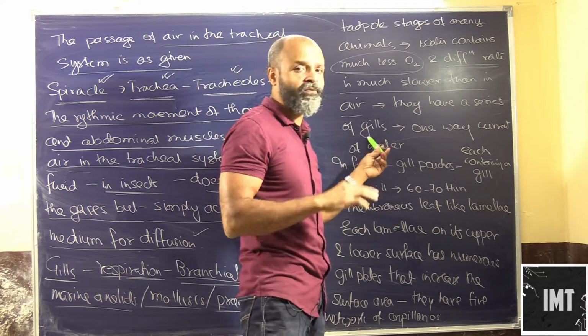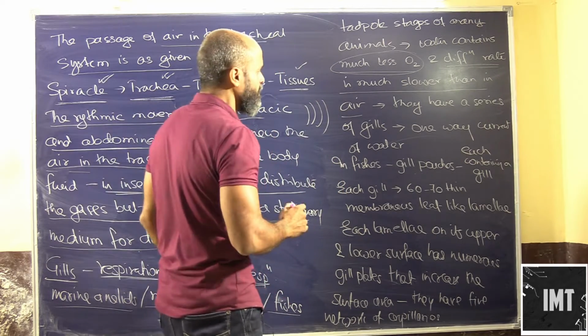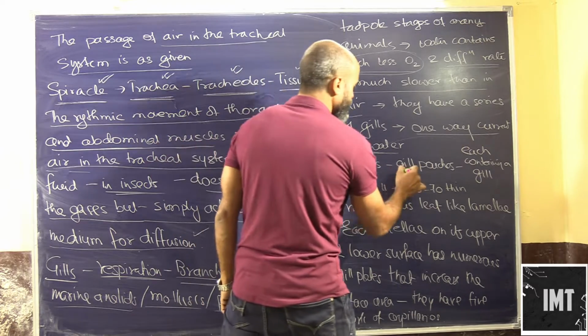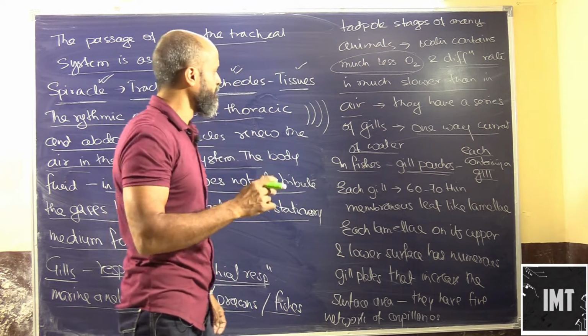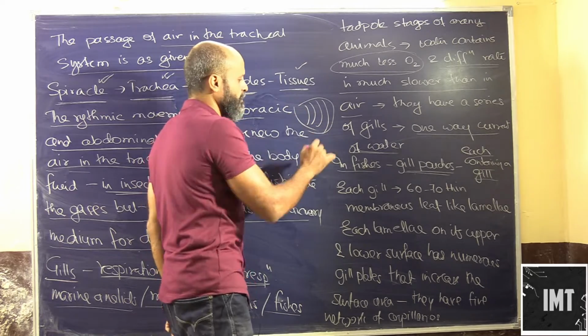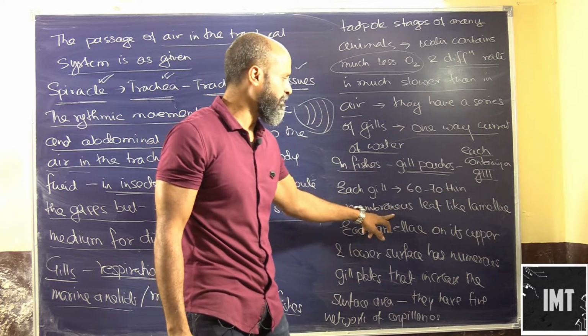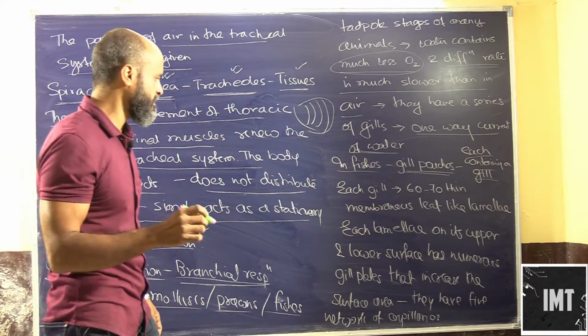They have a series of gills, and there is a one-way current of water. In fishes there are gill pouches and each one of them contains a gill. Each gill has about 60 to 70 thin membranes, leaf-like lamellae.